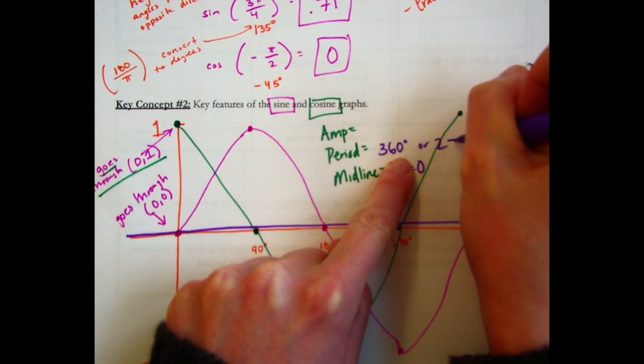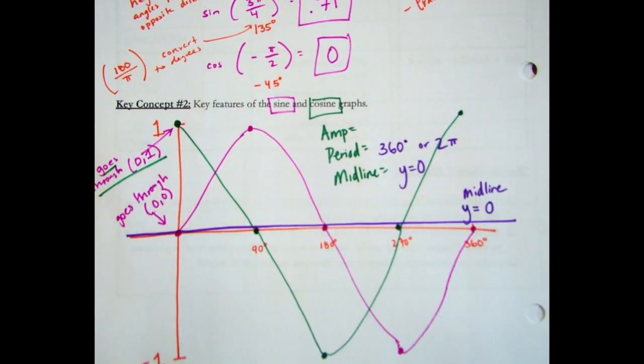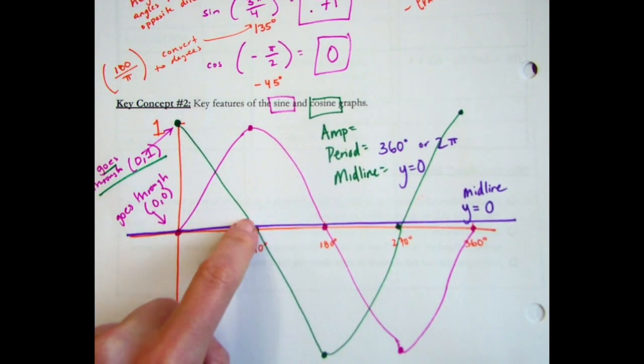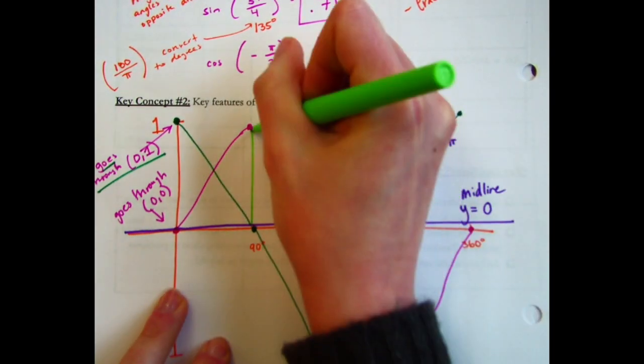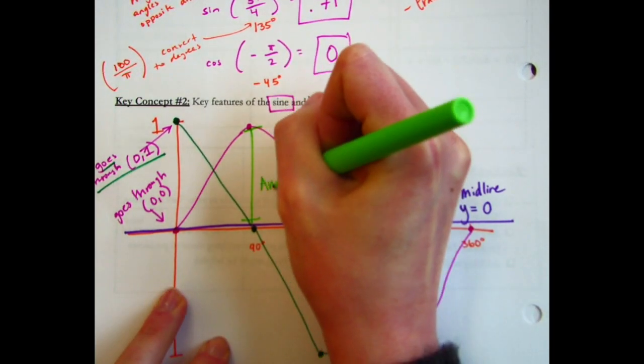Amplitude is the distance between midline and maximum. You can see on the function between the midline and the maximum there's an amplitude of 1. You could also think of the amplitude as the radius of the circle. In this case it's the unit circle. The radius is 1, therefore the amplitude is also going to be 1.